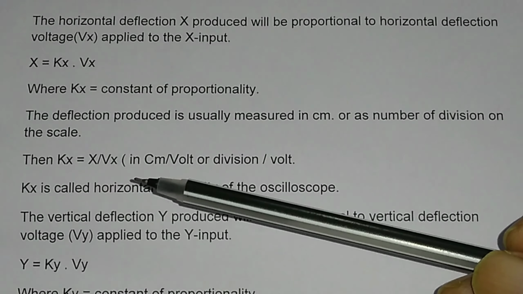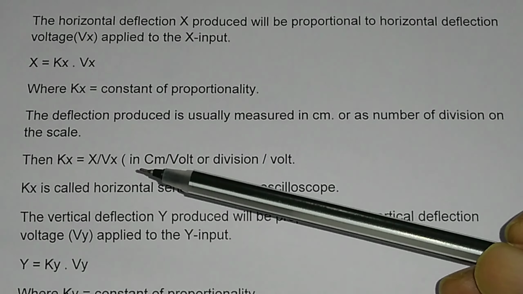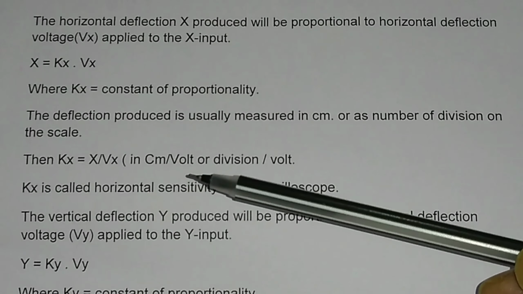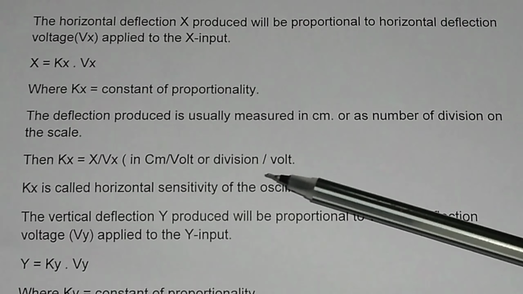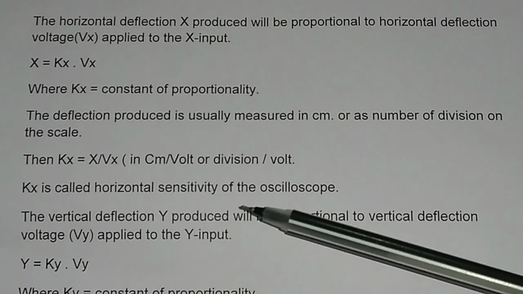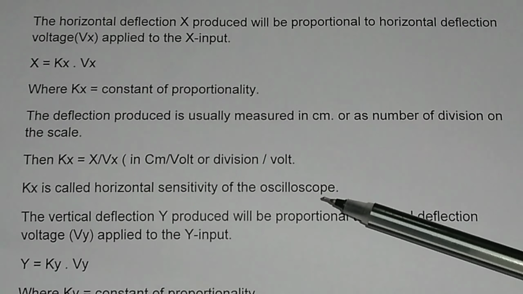Then what will be Kx? You can calculate Kx like this. Kx will be equal to X divided by Vx. So X divided by Vx will be in centimeter per volt or division per volt. So Kx is called the horizontal sensitivity of the oscilloscope.